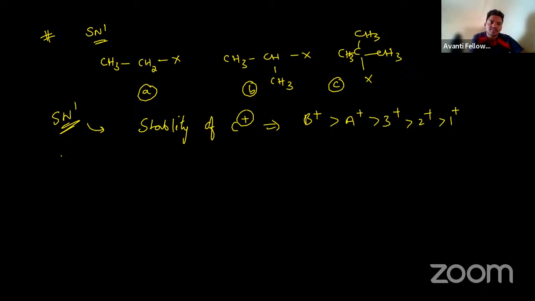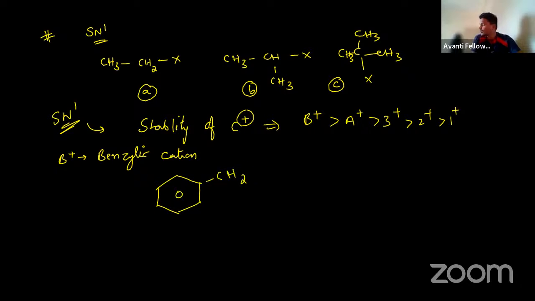B plus is called the benzyl cation, or benzylic cation. Sir, can you give the structure of the benzylic cation? Yes, of course. You just draw the benzene and attach one CH2 group with a positive charge on it. The sp3 carbon attached to an sp2 carbon and having a positive charge is called a benzylic cation. Now you have a doubt: why is this highly stable?